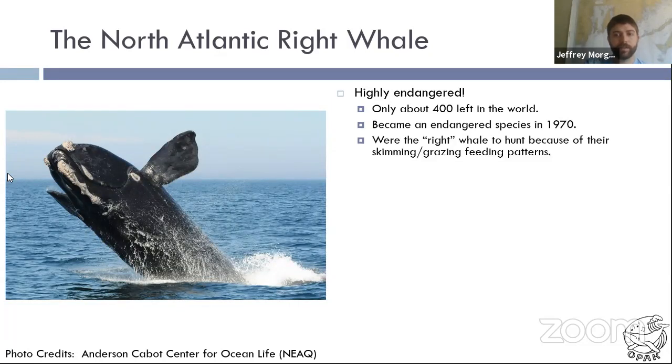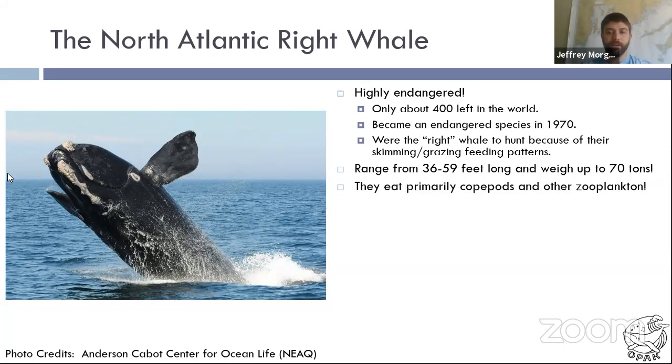And they were hunted because they were the right whale to hunt. They're slow swimmers and they skim at the top of the water. They're also very buoyant, so when they were hunted and killed, they would float at the surface. And they're really big whales, so they were getting a lot of monetary or economic benefit from hunting these whales. These can be up to around 60 feet long and weigh up to 70 tons, so they're almost twice the weight of our humpback whale that we just saw.